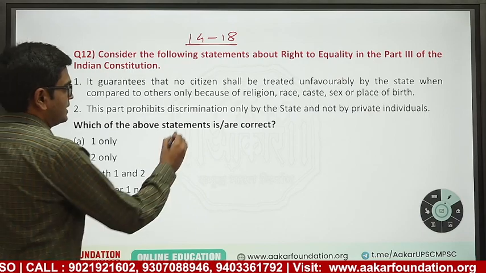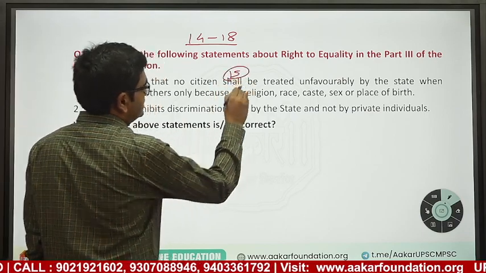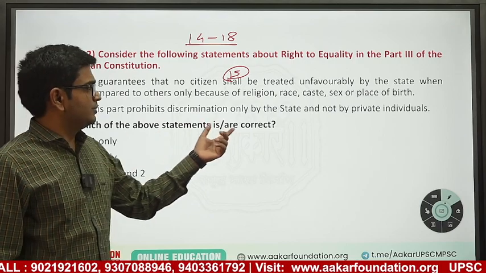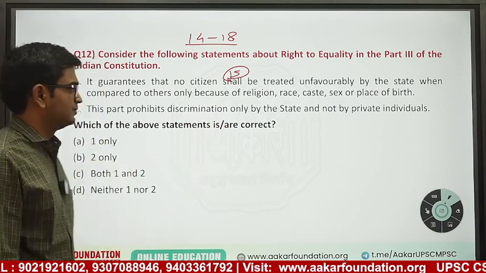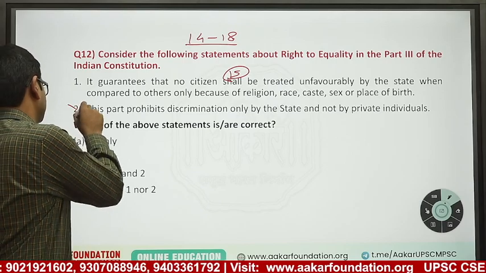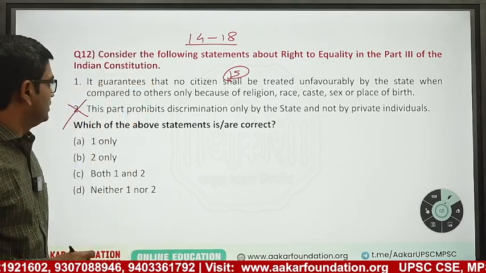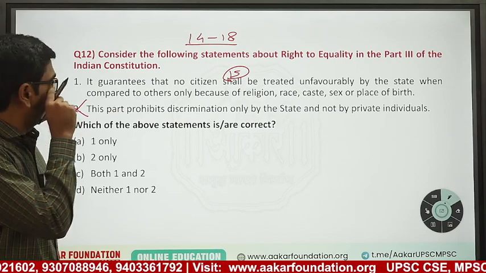So this is applicable for Article 15, right against discrimination. This part prohibits discrimination only by the state, not by private individuals. This is wrong. Okay, discrimination by private individuals is also prohibited.